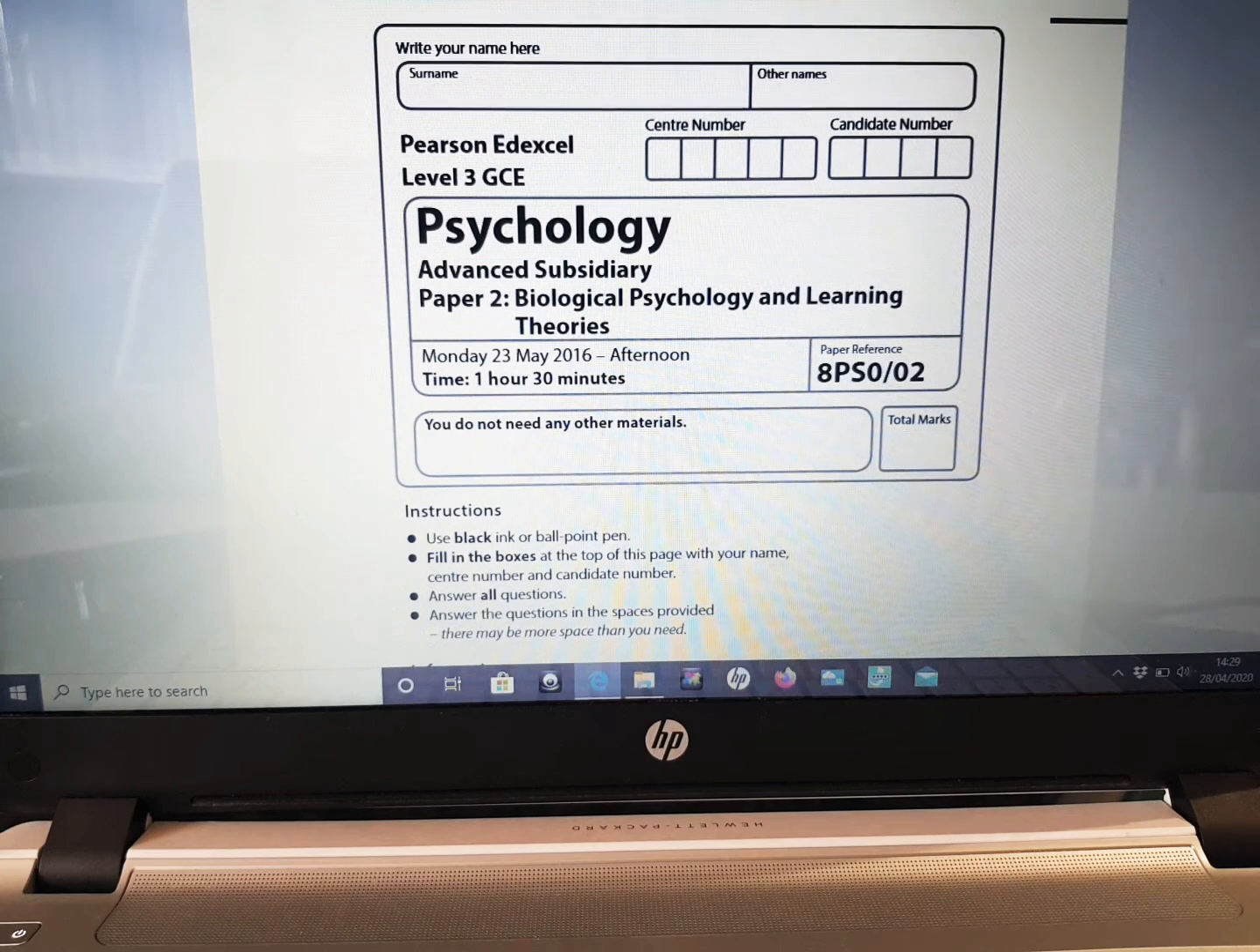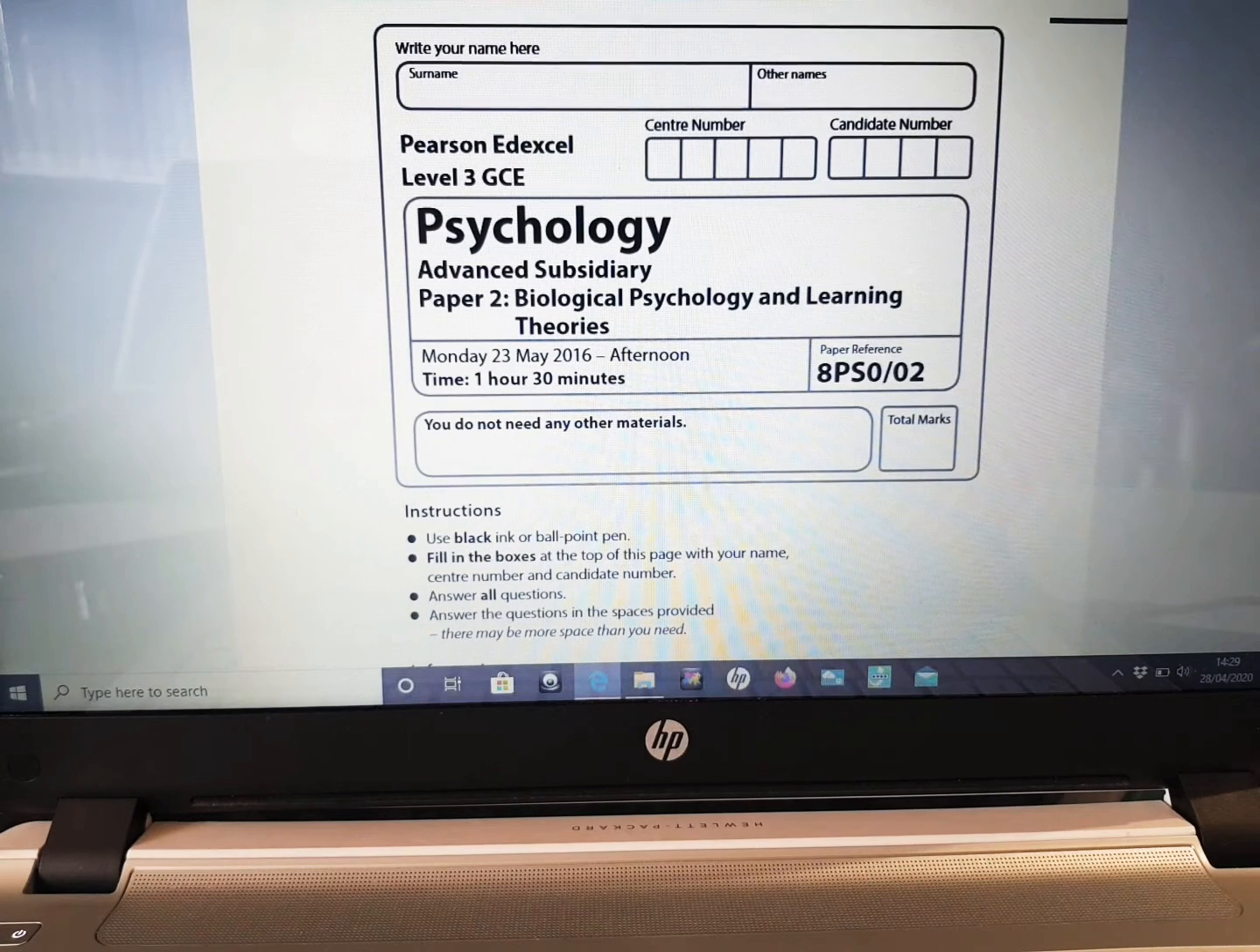Right, hi everyone. We are going to have a go at doing a walking, talking mock online. So I've chosen the paper 2, the biological section only, for the paper May 2016.